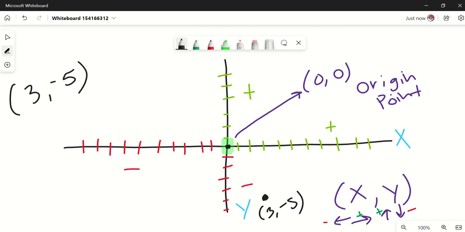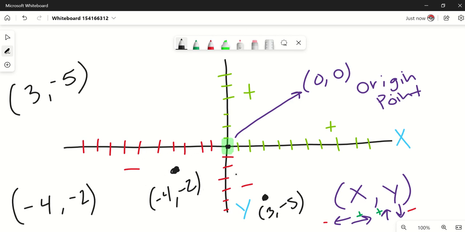And then if my point were something like negative 4, negative 2, I'd still start in the middle and go 1, 2, 3, 4 to the left because it is negative. 1, 2, 3, 4, and then down 2 because it is negative. So my point would be somewhere around here, and that would be negative 4, negative 2.